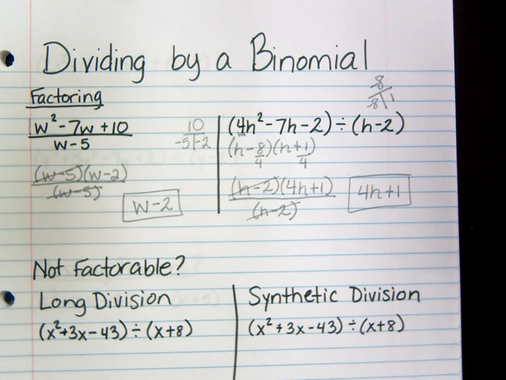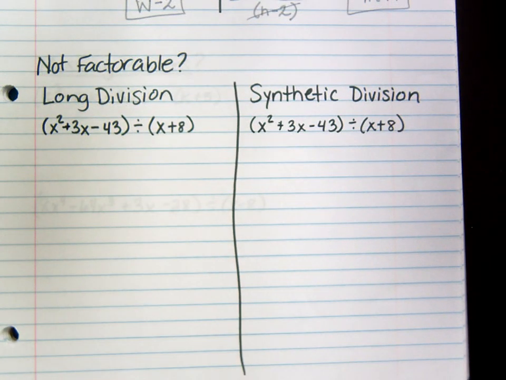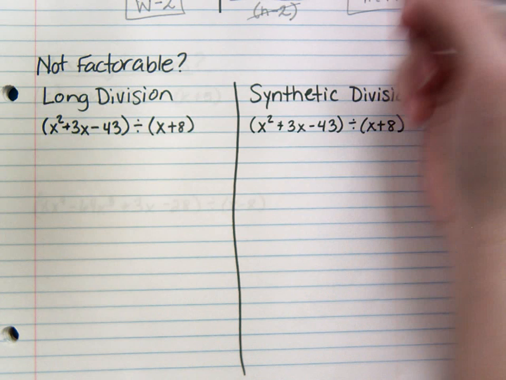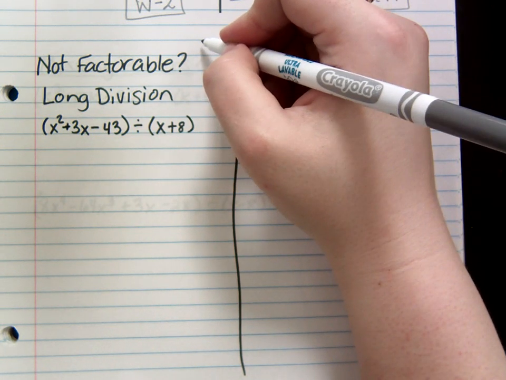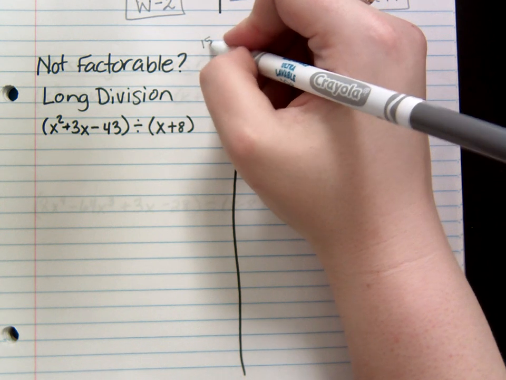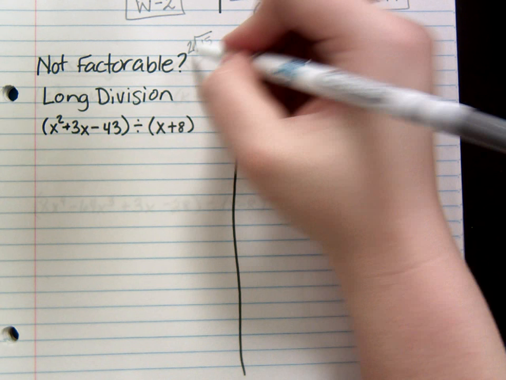But many times you're not going to have a trinomial or polynomial that's factorable. So what do you do? Well, there's two ways you might do it. One way is long division. You might remember long division from earlier grades. If I had something like, I don't know, 15 divided by 2. I'm just going to do something like that.